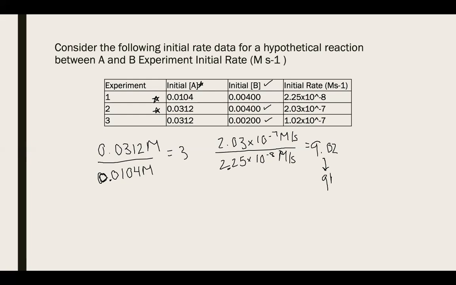But now you can look at them and say, okay, the concentration increased by a factor of 3, and when that happens, the rate changed by a factor of 9. So 3 to what power equals 9? Well, 3 squared equals 9. So because of that, we know that the order of A is going to equal 2.